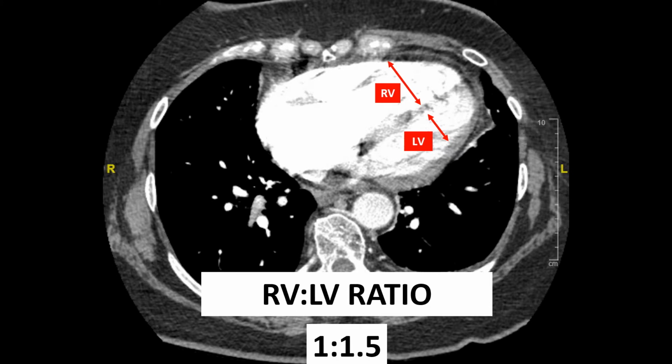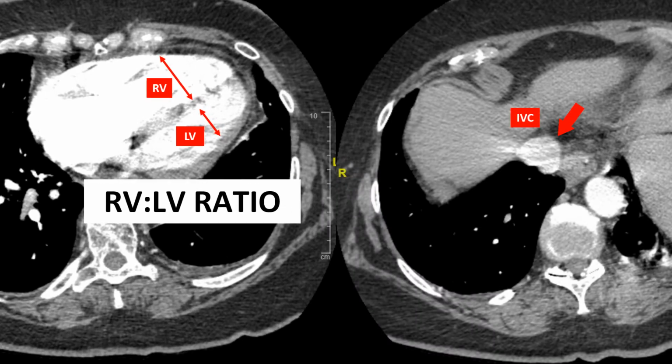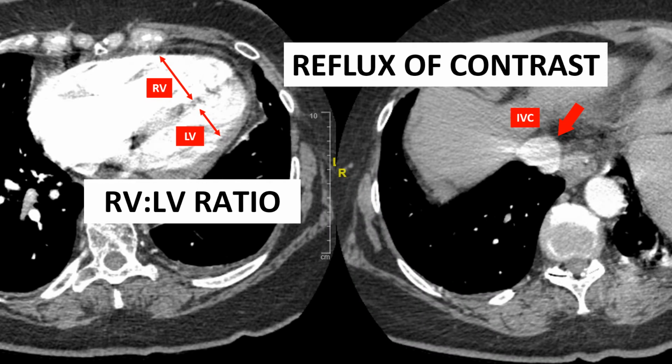Another finding of right heart strain on a CT scan, apart from enlargement of the right ventricle, is the presence of reflux of contrast into the IVC. Both a high RV to LV ratio and the presence of reflux of contrast into the IVC on CT angiography are signs of right heart strain. It is important to evaluate this with echocardiography as well, and we're going to talk more about this later.